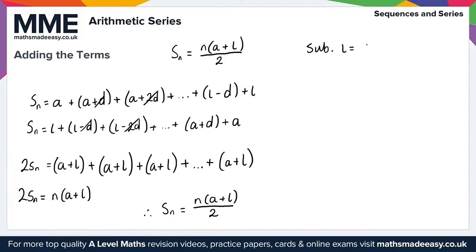And it's worth mentioning, just to finish with here, that we can substitute l equals a plus n minus 1 d into this expression here for the sum of the first n terms, and we can obtain the longer form for the summation of the first n terms. So if we substitute this into Sn, what we also obtain for Sn is n over 2 times 2a plus n minus 1 d. Okay, so that's the other expression that we can use for the sum of the first n terms.